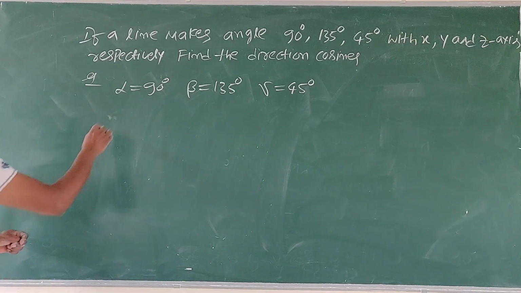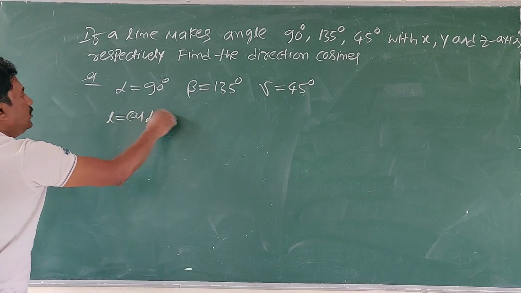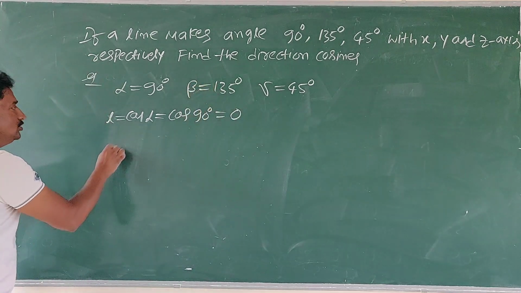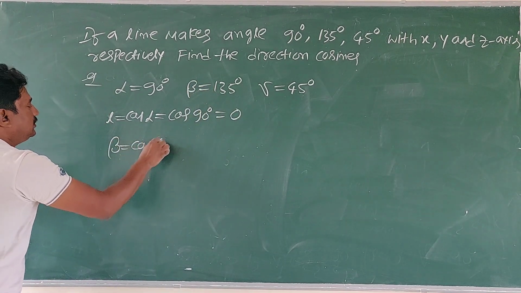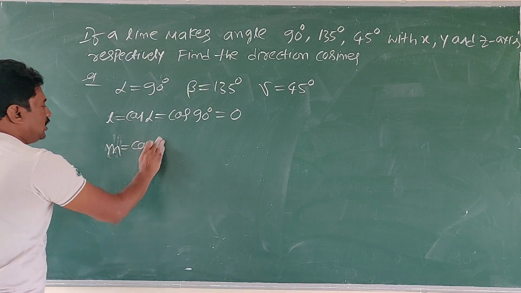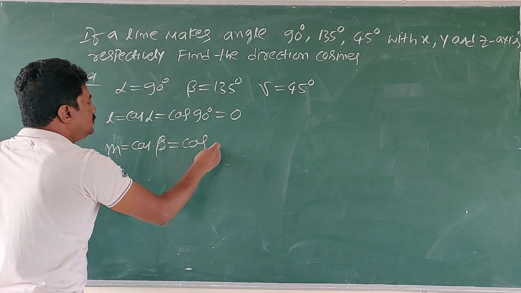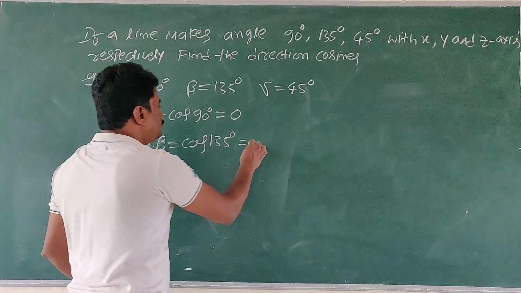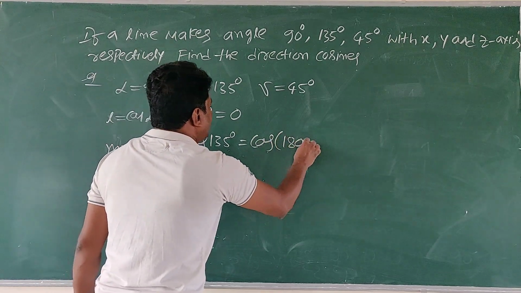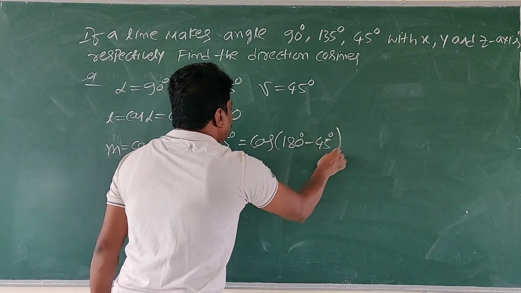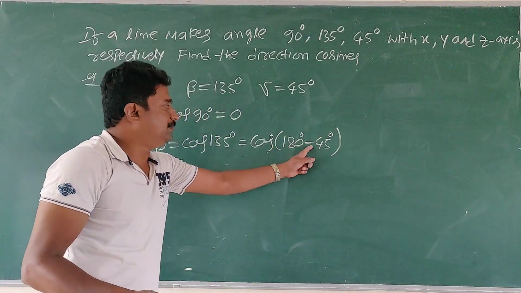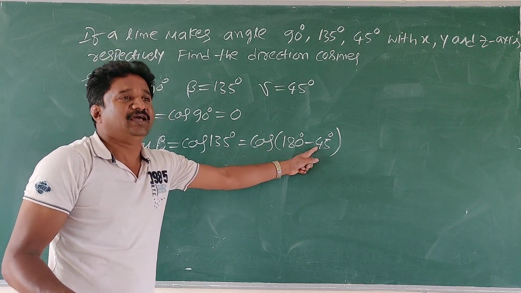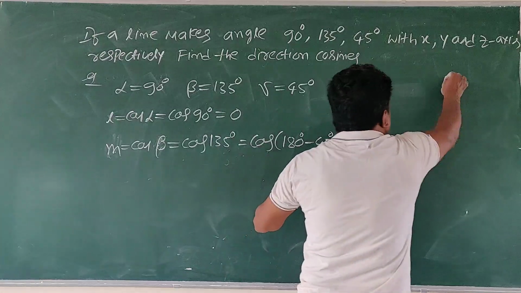Use that to calculate this. L equals cos alpha. Cos alpha is cos 90 degree. Tell me cos 90? 0. So m equals cos beta. Cos beta means 135 degree. So 135, write it as 180 minus 45. Cos of 180 minus 45. How much is 180 minus 45? 135. 180 minus theta, which quadrant is that? Second quadrant.